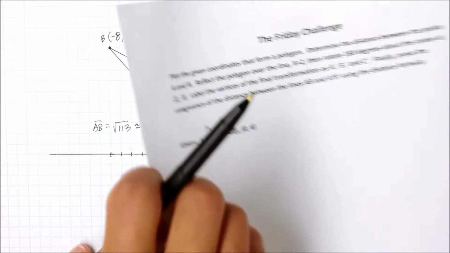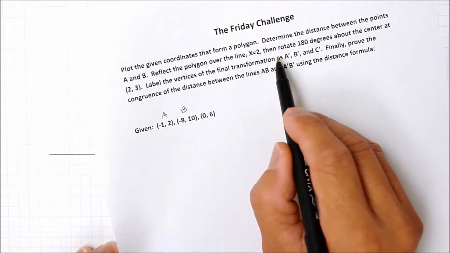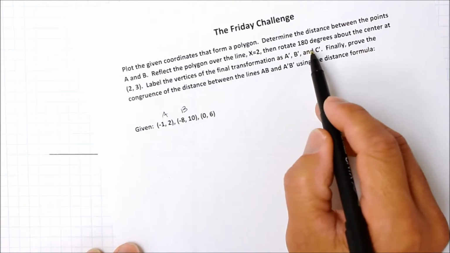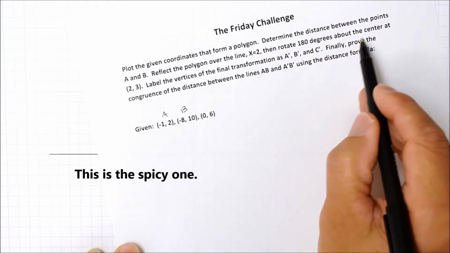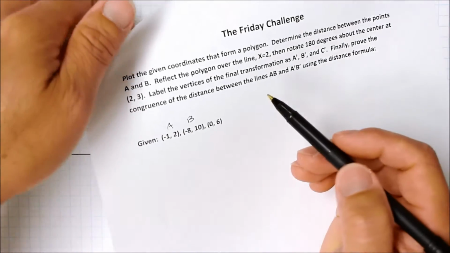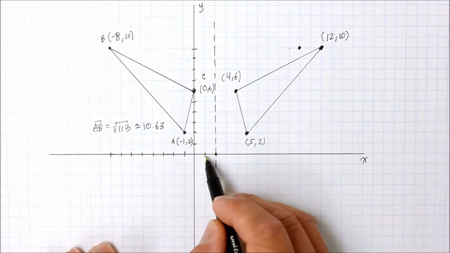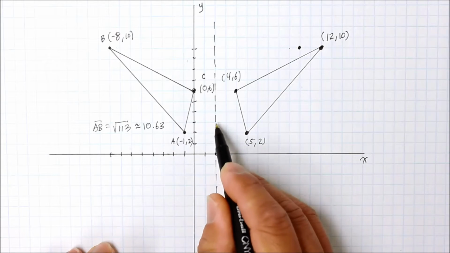And then what's the next thing we're supposed to do? It says here, after you reflect it over the line x equals 2, then we're going to rotate 180 degrees about the center at (2, 3). Okay, the center is not going to be the origin now. It's going to be at (2, 3). So where is the (2, 3)? The x is 2 and y is 1, 2, 3.